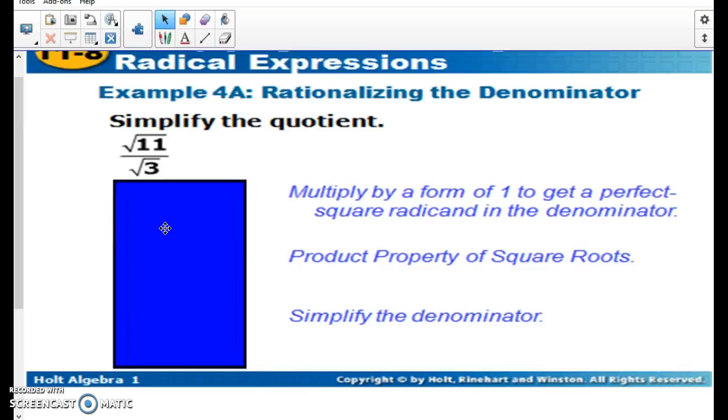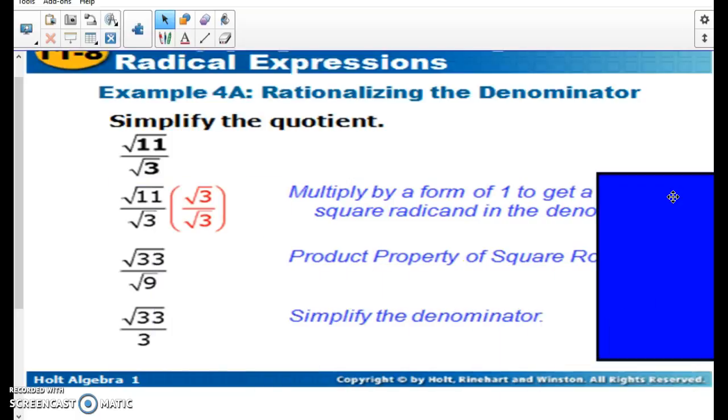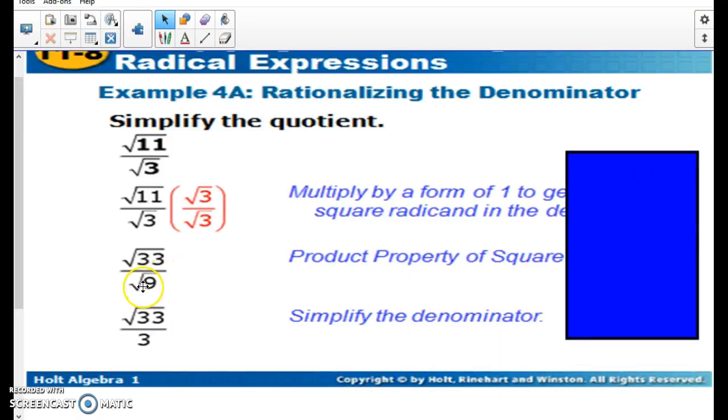So like for this problem, to make square root of 3 a perfect square, we're going to multiply by the square root of 3, because that gives us square root of 9. So square root of 3 times square root of 3 is square root of 9, and we know the square root of 9 is 3. So I end up with square root of 33 on top because of the 11 times 3, and I'm left with 3 on the bottom.